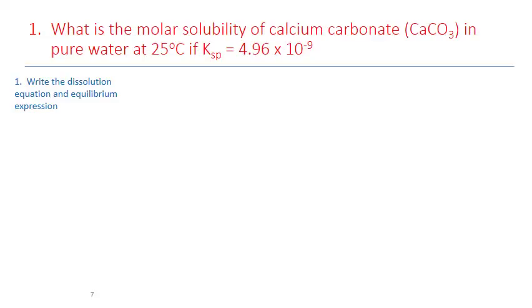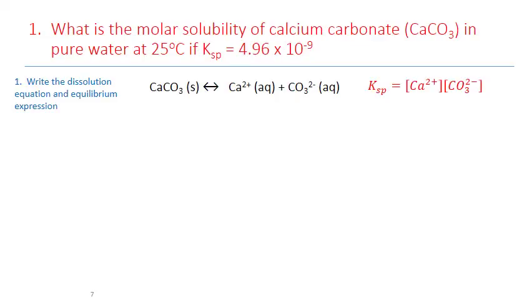So the first step again is to write that dissolution equation and the equilibrium expression. So we know that calcium carbonate breaks up into calcium ions and carbonate ions. That 3 stays attached to the oxygen since it's not outside parentheses. And we have in the balanced chemical equation 1 ion of each. So our solubility product is simply the concentration of calcium times the concentration of carbonate ion.